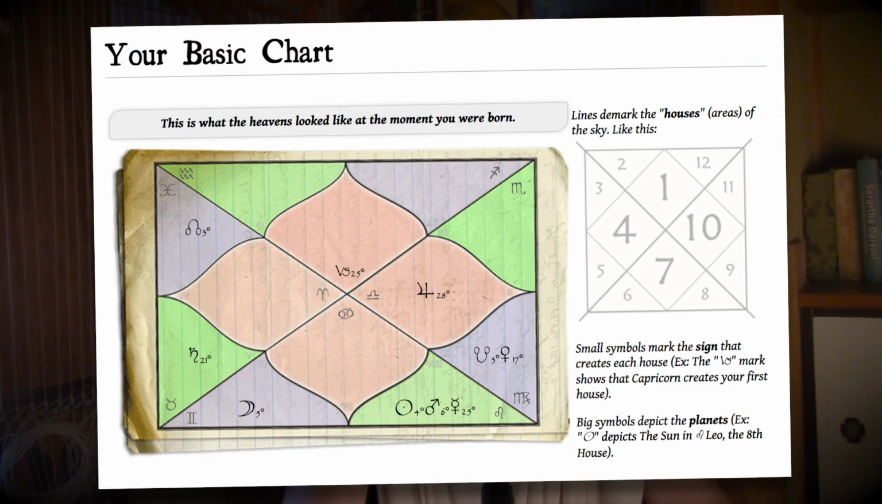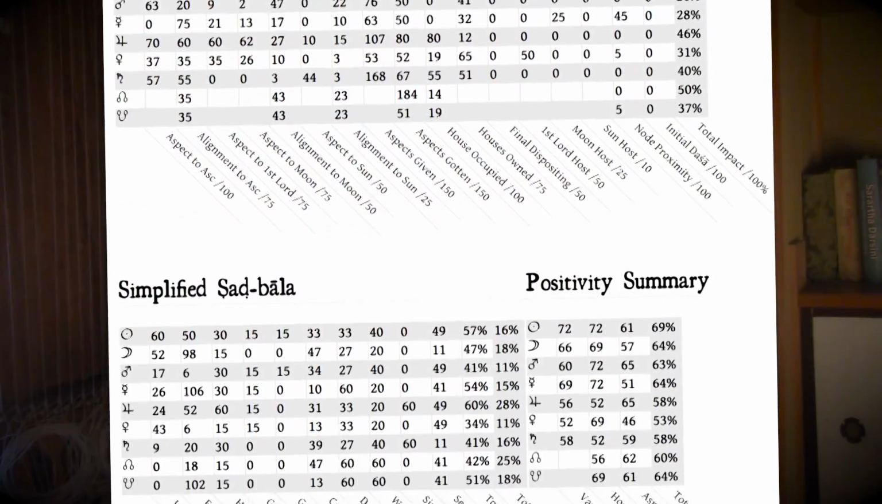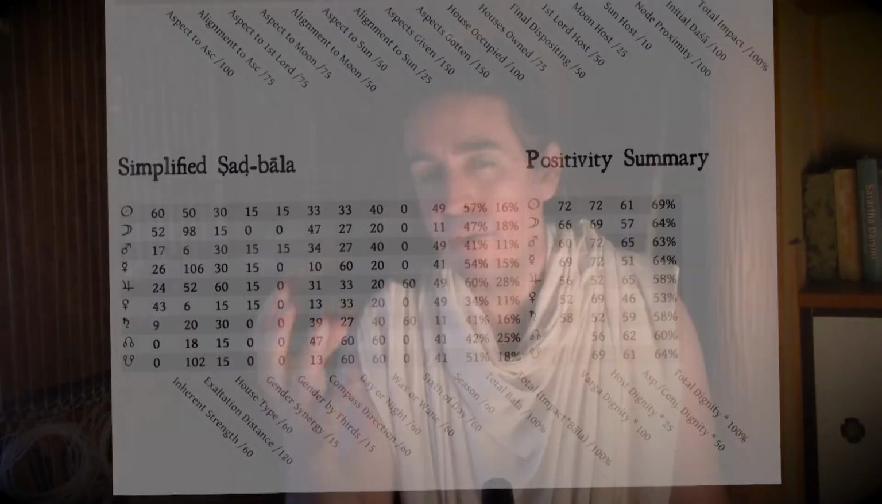So the first thing in the report, of course, is a picture of your chart. And then the last thing in the report are some details about the calculations that go into it, because that's the first thing. Jyotish has three branches: Ganika, Hora, and Nimitta. So Ganika is the calculations part. That has to be clear first.